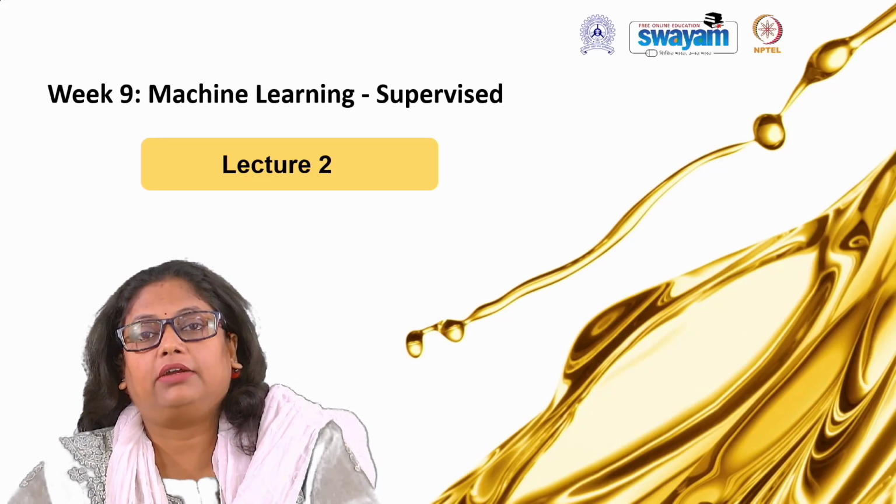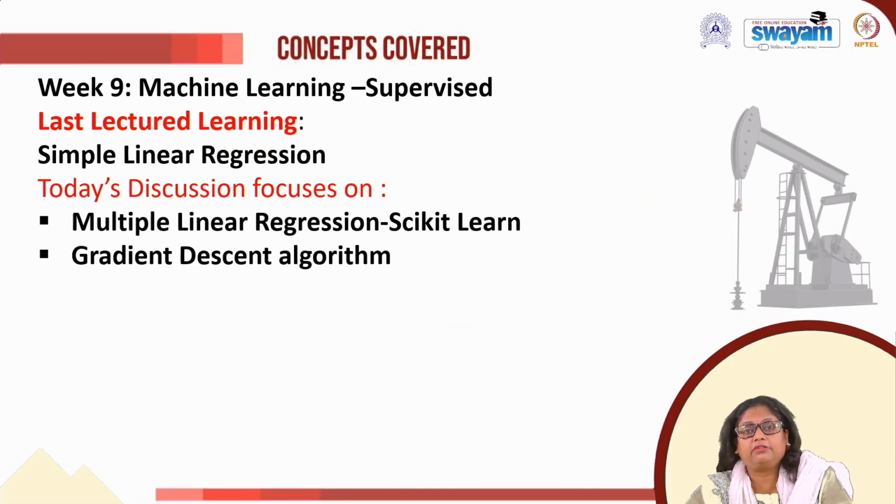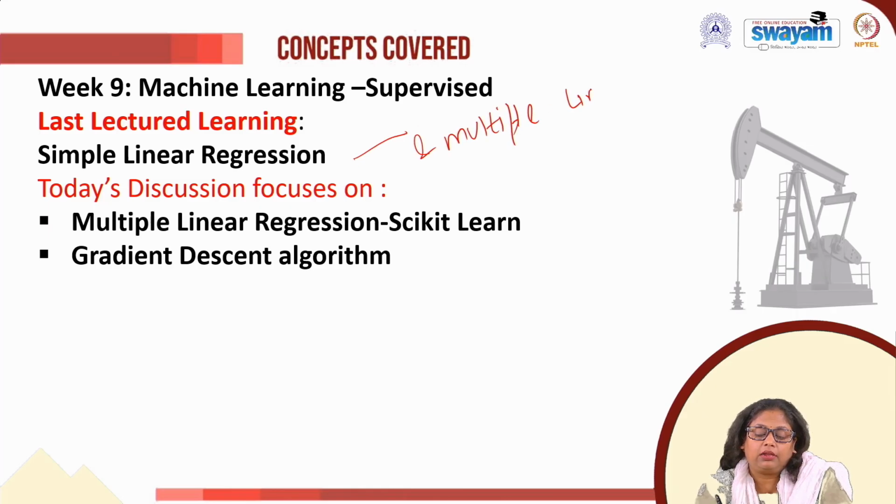We started machine learning supervised 1 in the last class, where we discussed simple linear regression and multiple linear regression. In today's class, in continuation of the last one, we will discuss simple linear regression along with multiple linear regression. I am going to start with multiple linear regression using scikit-learn, followed by the gradient descent algorithm.